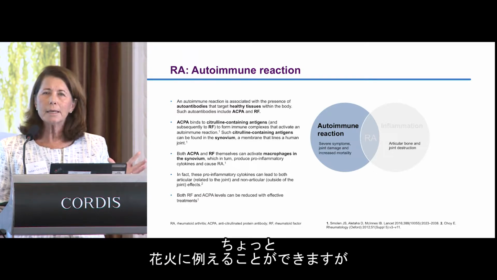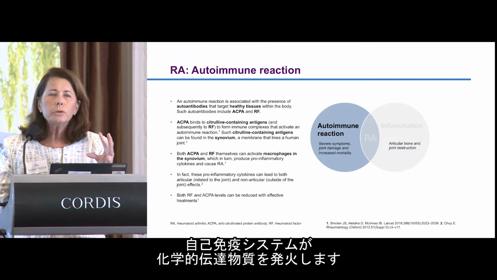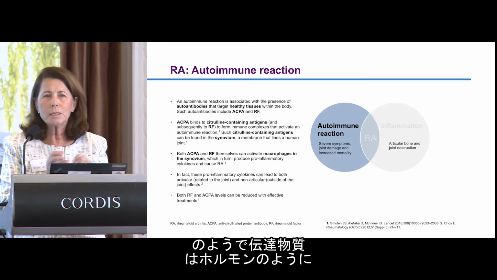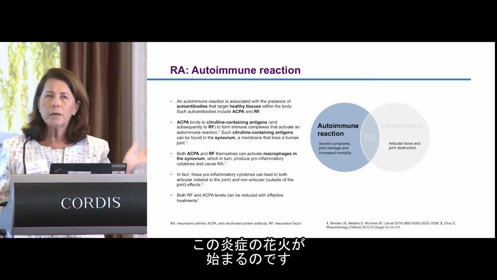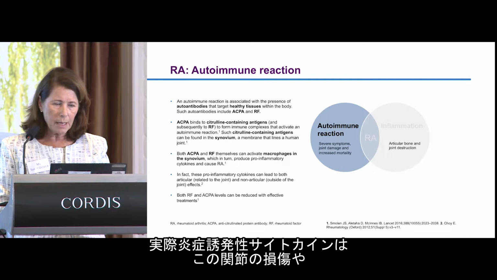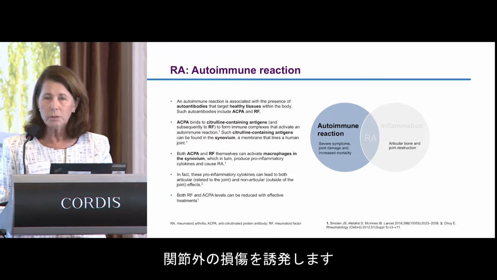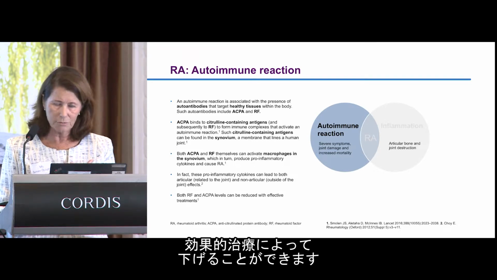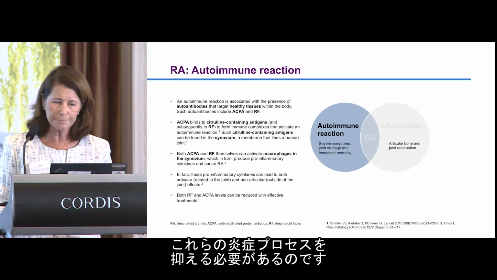I explain it as a bit like a firework. It's an inflammatory cascade. This autoimmune system starts firing off chemical messengers, a bit like hormones. Cytokines and their messengers are a bit like hormones. They then start other actions going on, and this firework of inflammation starts. In fact, pro-inflammatory cytokines can lead to this articular damage and also the non-articular damage that we see. Both rheumatoid factor and ACPA levels can be reduced with effective treatment, and that's what we're looking at. We need to bring down those inflammatory processes.